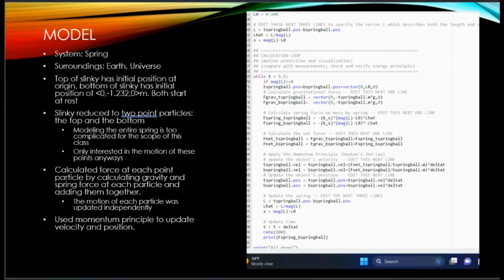The calculated spring force and gravity at each point were added together to calculate the net force acting on each particle. The motion of each particle was updated independently of each other. I used the momentum principle to update the velocity and position of each point particle. Here's a picture of the model. The green point is the top of the spring, and the red point is the bottom of the spring.